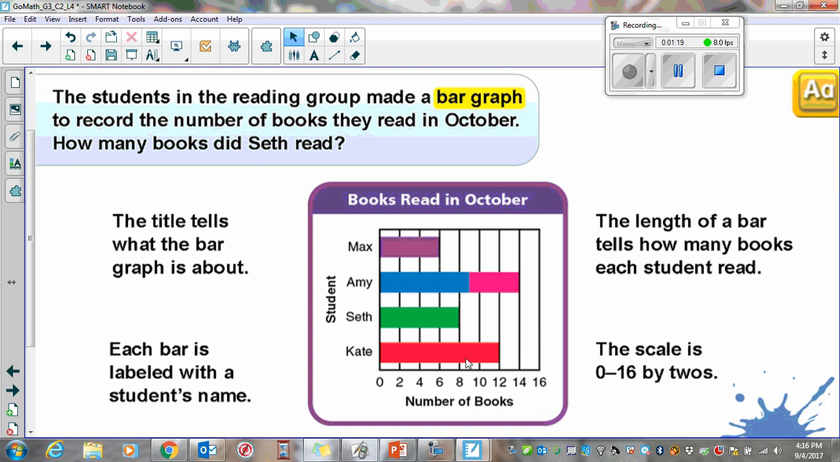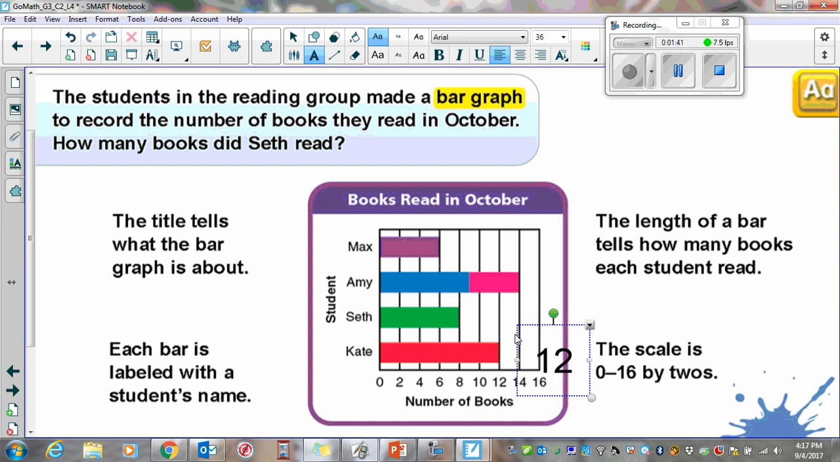So if we look where each bar ends on the graph, we'll be able to tell how many books each student read. So for example, it shows us on this pictograph that Kate's bar ends at 12. That shows us that Kate read 12 books in the month of October.